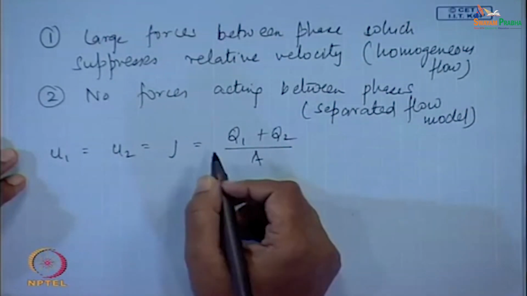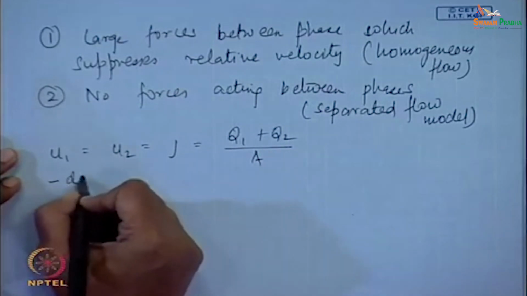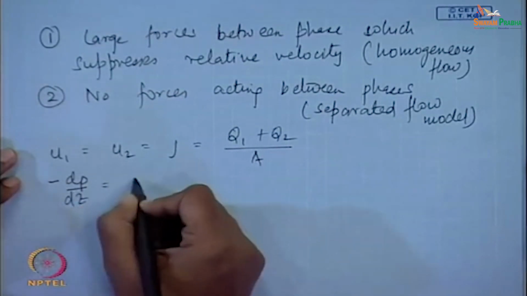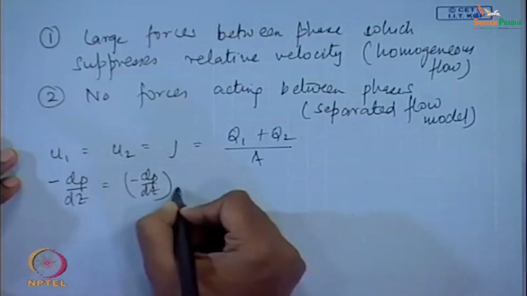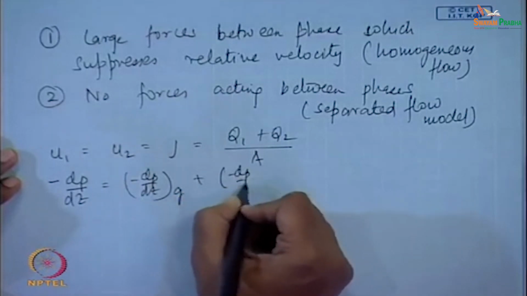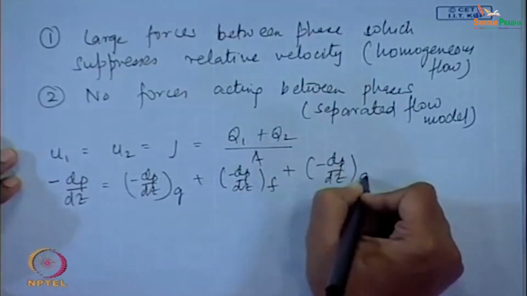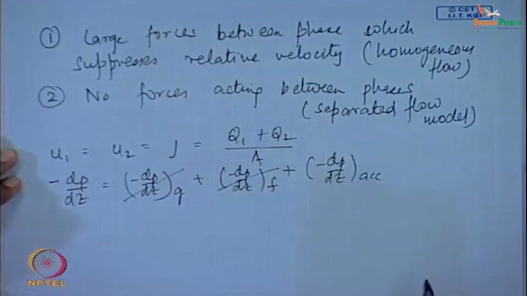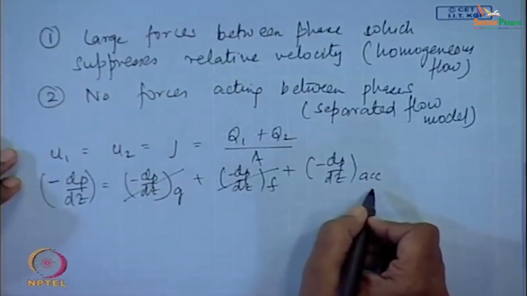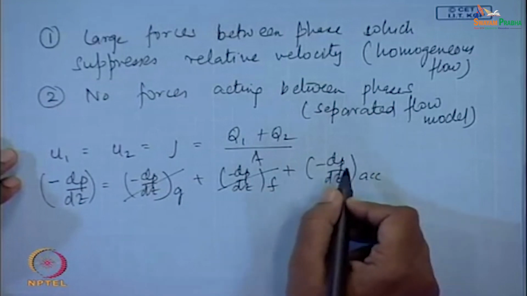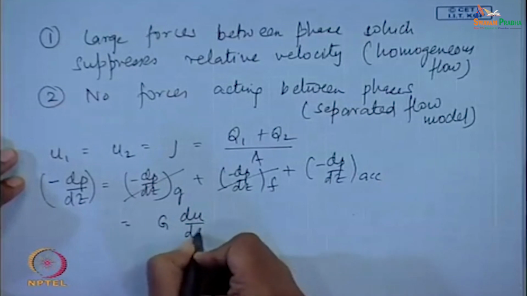So, from this what do we know? If you see the homogeneous flow model, there you would find that minus dP/dz was equal to the gravitational pressure gradient plus the frictional pressure gradient plus the acceleration pressure gradient. Now, in this particular case both of these cancel out. So, your minus dP/dz would be equal to minus dP/dz acceleration. What was the expression for this particular case? This was nothing but G du/dz, if you remember.